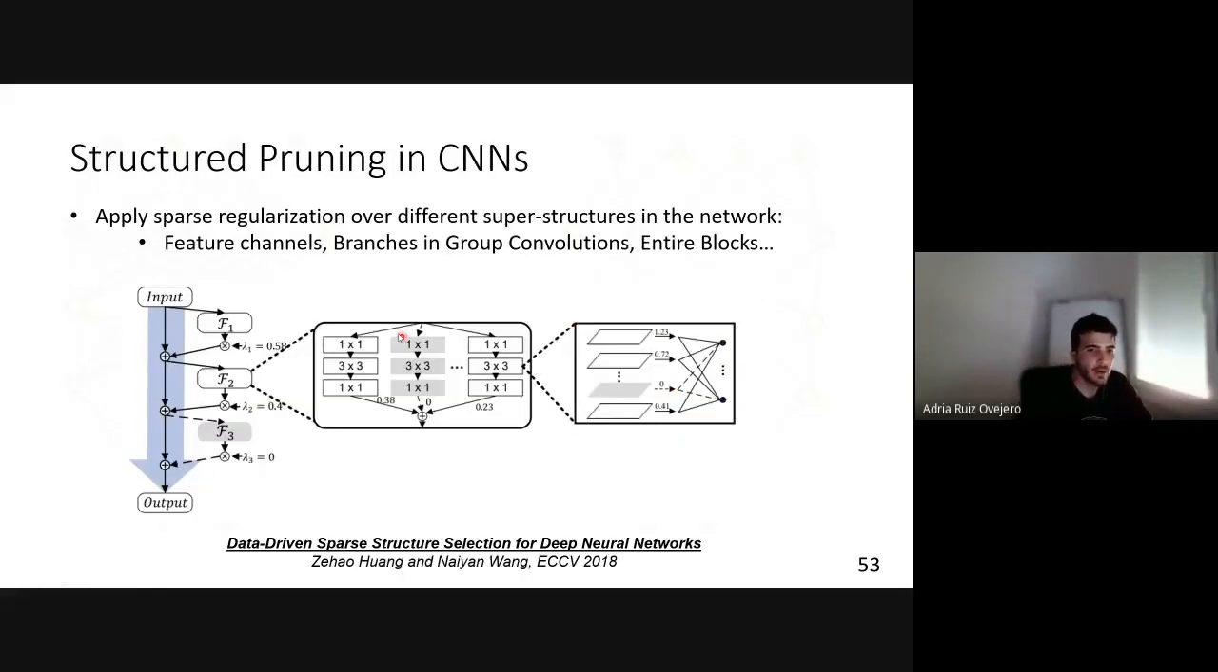So yeah, this idea of pruning has also been applied to structured pruning in convolutional neural networks. Instead of just removing individual weights, we can remove superstructures in convolutional neural networks, for example, feature channels, or convolution groups inside group convolutions, so branches, right? Or even entire layers in residual neural networks.